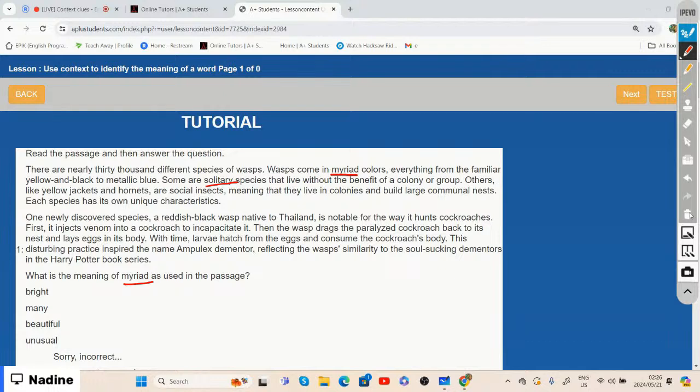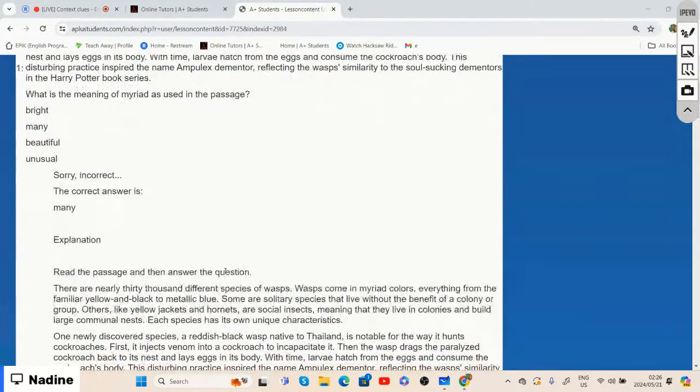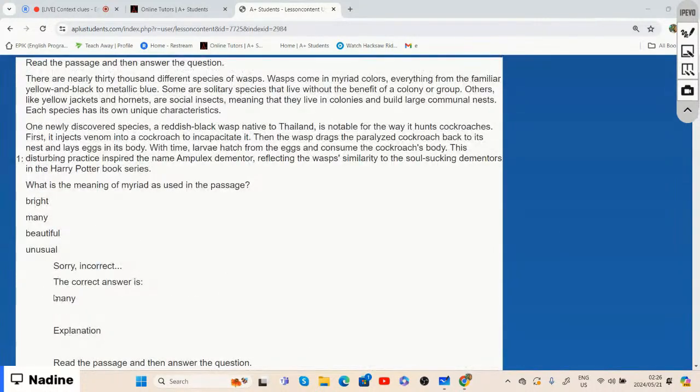So if we were to find out what the correct word is for myriad, remember we looked at the context. They gave us more and more details of, let's say, the different types of spiders or the wasps. And then we can say myriad means many. It means many because it means that there is a lot of those spiders.